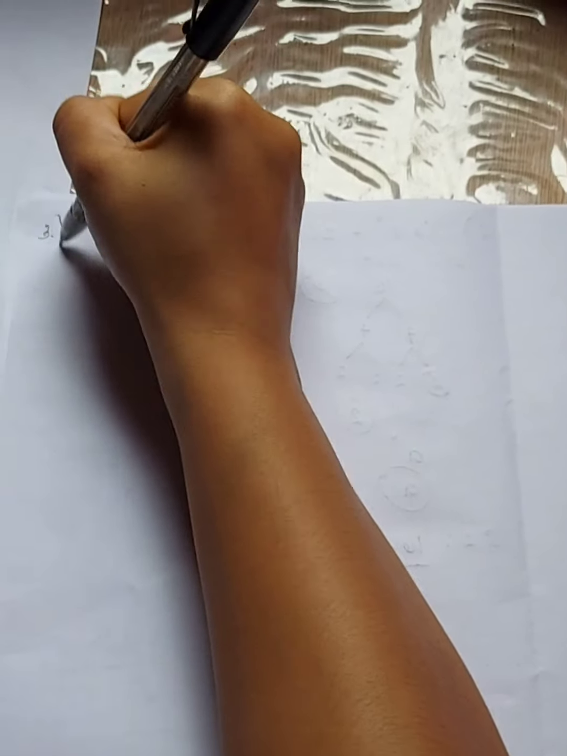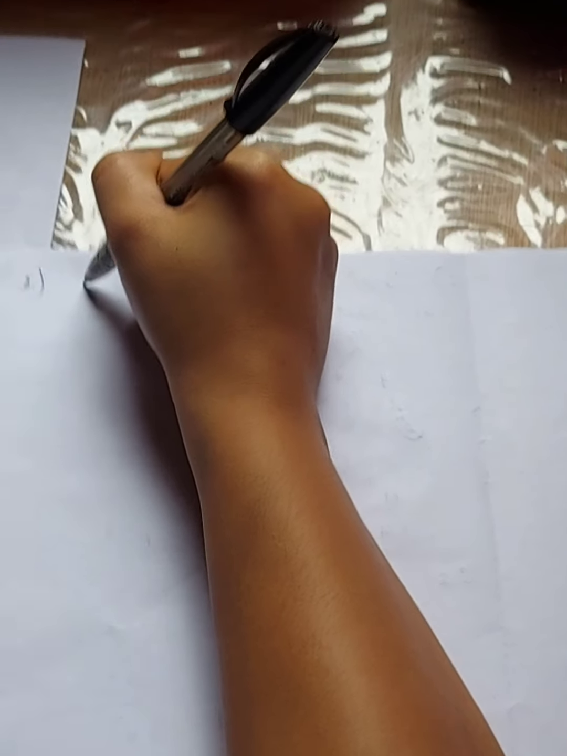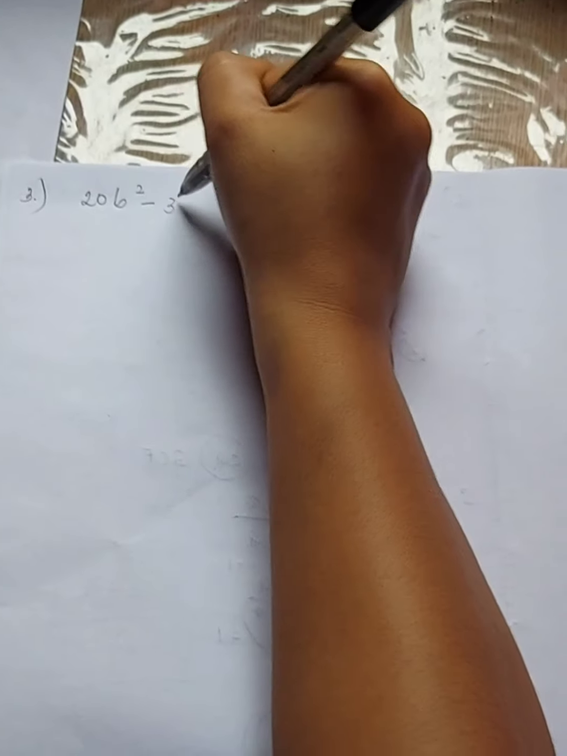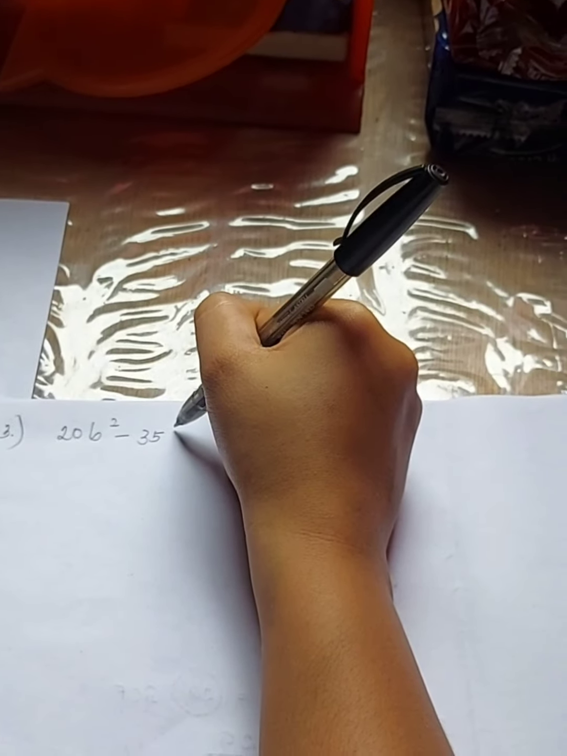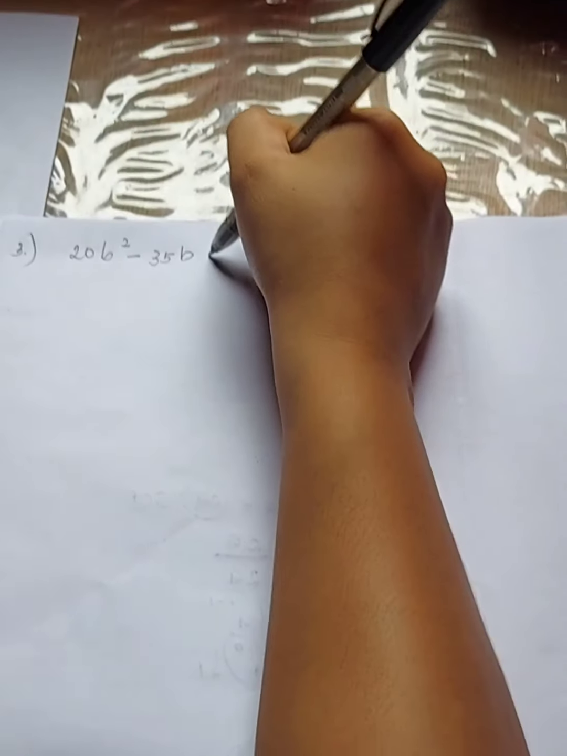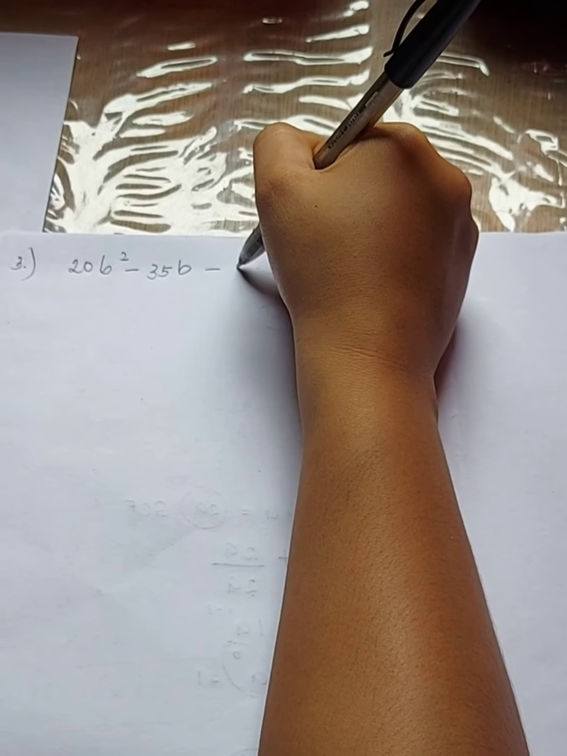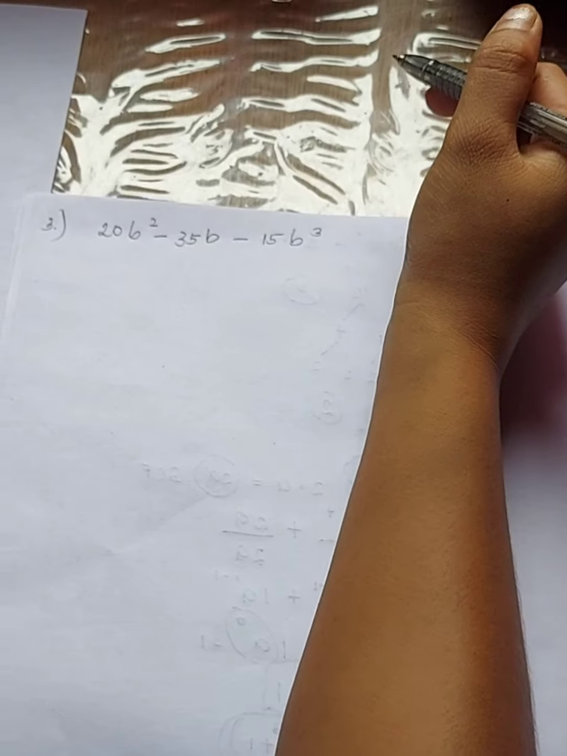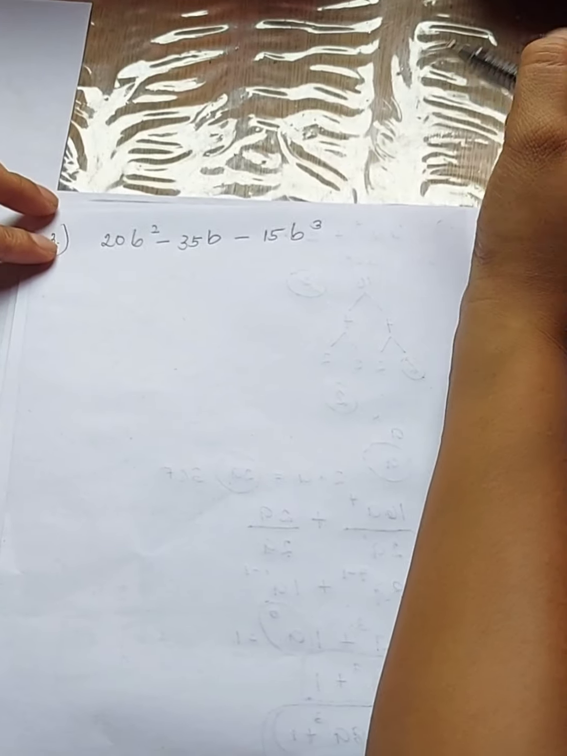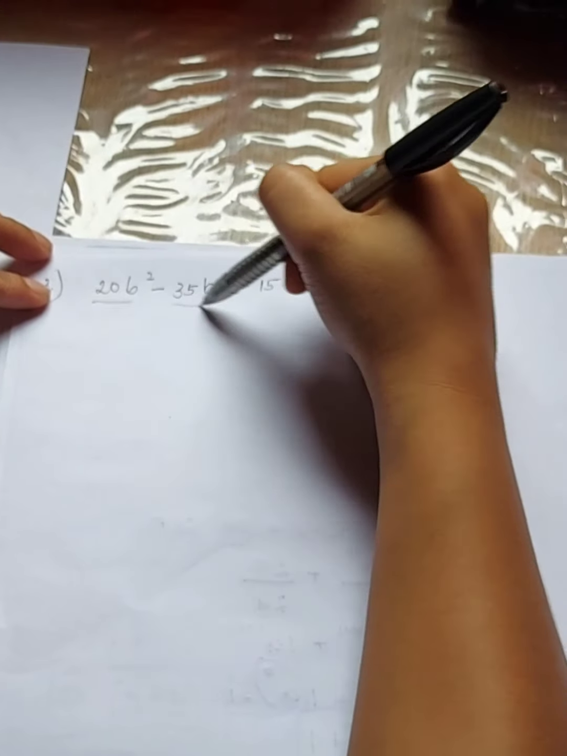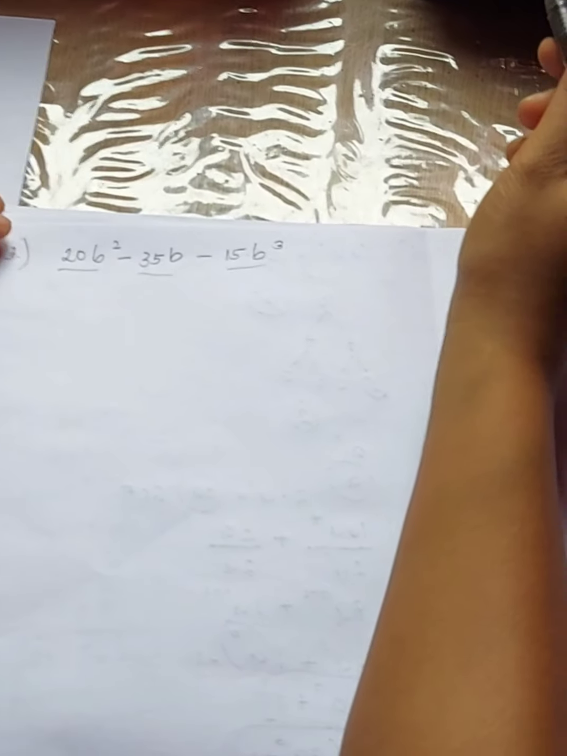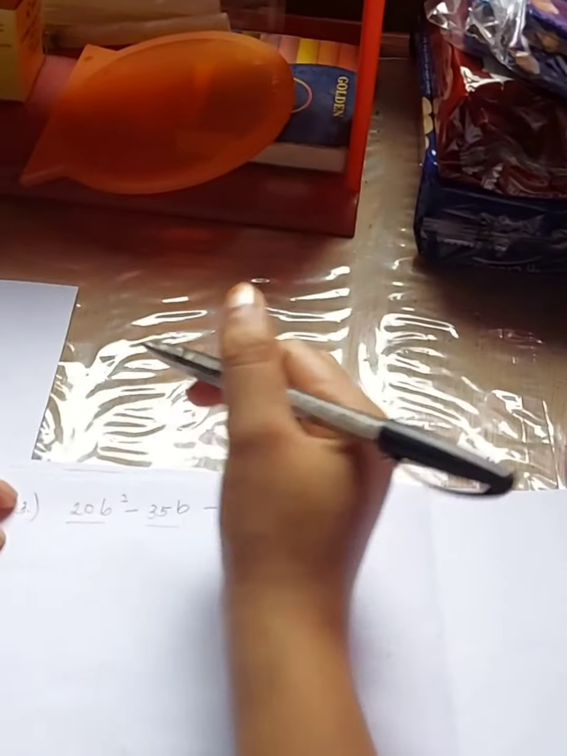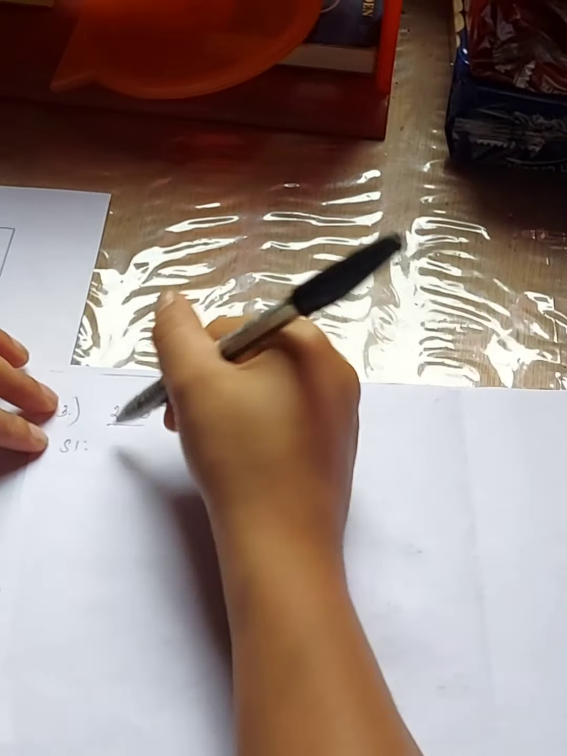Third example, we have 20b squared minus 35b minus 15b cubed. Okay, so how many terms do we have? We have 1, 2, 3. 3 terms. So we have to factor this 3-term polynomial. First step, find the GCF.